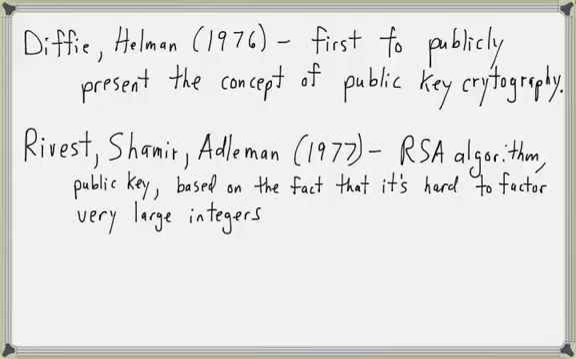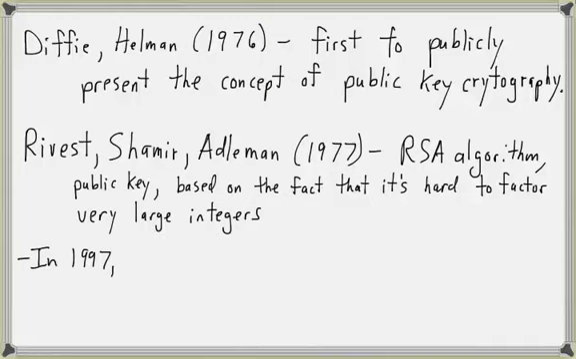In 1997, a British agency, CESG, released documents that showed that two of their researchers actually created the concept of public key cryptography and an actual form of public key cryptography before Diffie and Hellman and the RSA algorithm, but these documents were classified.